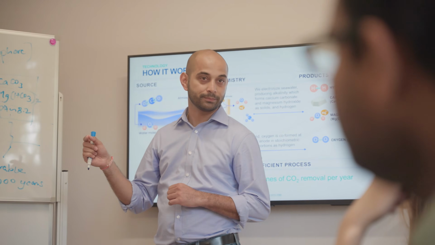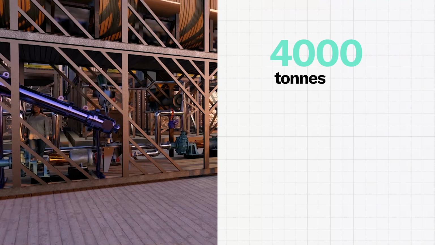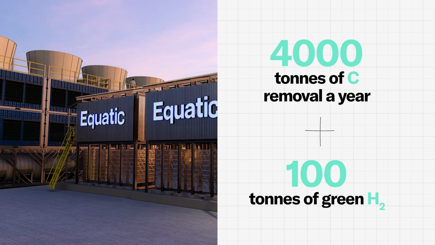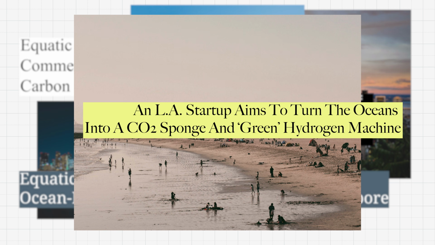It just accelerates it. We are building a large demonstration plant in Singapore. The plant will do about 4,000 tons of carbon removal a year, produce about 100 tons of green hydrogen, which really set us on the pathway to build yet bigger plants. Its ability to scale is enormous.